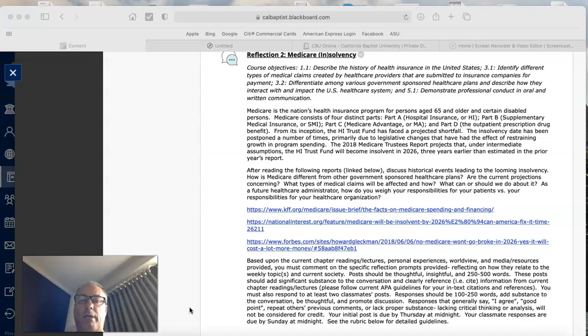So overall, the objective for this week is to describe the history of health insurance in the United States, identify the different types of medical claims that are created by healthcare providers that are then submitted to insurance companies for payment, differentiate among the various government-sponsored healthcare plans, and describe how they interact with and impact the U.S. healthcare system. And then lastly, demonstrate professional conduct in oral and written communication.